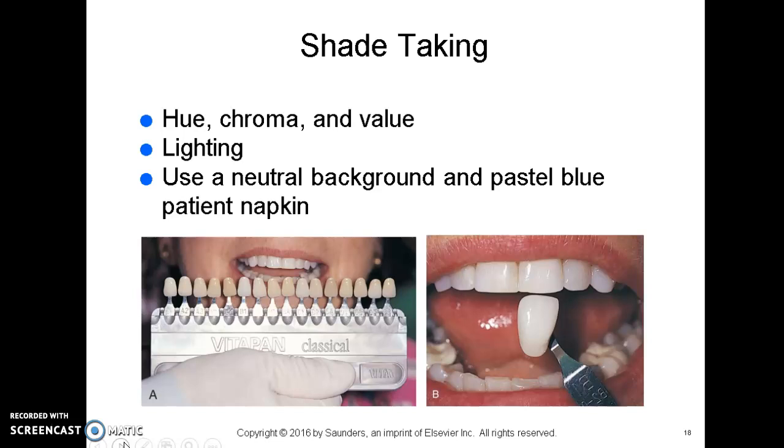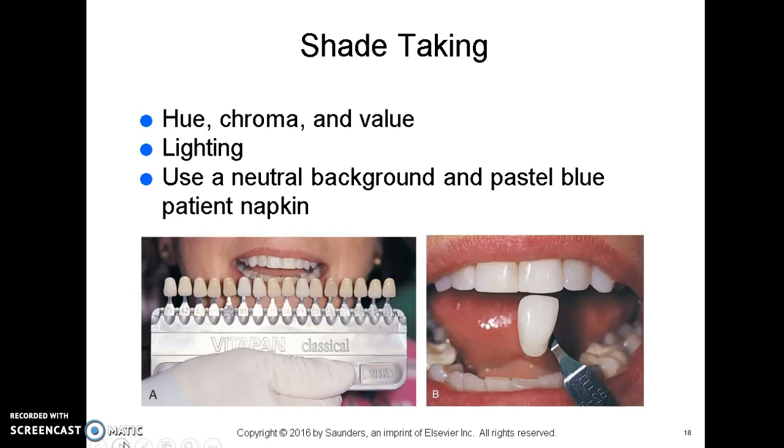Use that neutral background. Best color of the patient napkin when selecting the shade is that pastel blue. That's why it's one of the most popular colors for doctors to have in their office. Patients should also remove any lipstick or heavy makeup and cover their colorful clothing, and that's another reason why we use that pale blue in most dental offices.